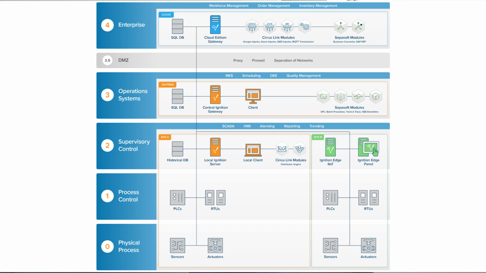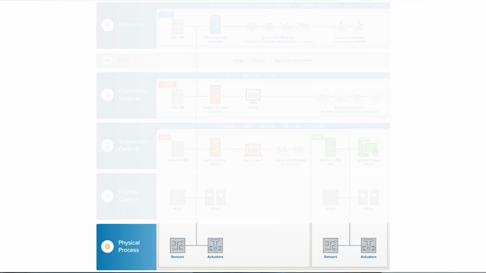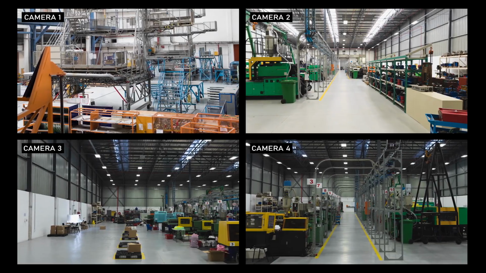Let's take a level-by-level look at the Purdue Model and how the industrial automation platform Ignition fits into it. Like any good pyramid, the Purdue Model starts with a solid foundation. Level 0 is physical process. At this level, sensors collect and process information from the environment, and actuators take digital commands and convert them into physical movements. Other field-level I/O devices, such as cameras, scanners, and monitors, may also operate at this level.